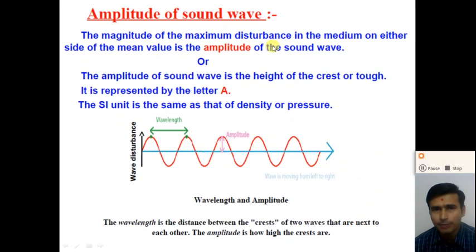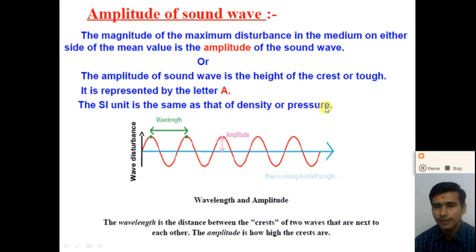The magnitude of the maximum disturbance in the medium on either side of the mean value is called the amplitude of the sound wave. Or we can say that the amplitude of the sound wave is the height of the crest or trough. So from the midpoint, the maximum value of the disturbance is called the amplitude of the sound wave. It is represented by the letter capital A, and the SI unit of the amplitude is the same as the unit of the density or pressure.